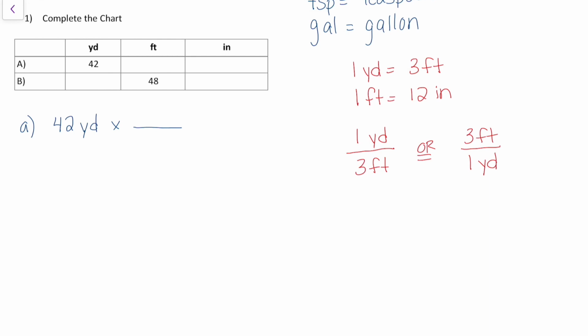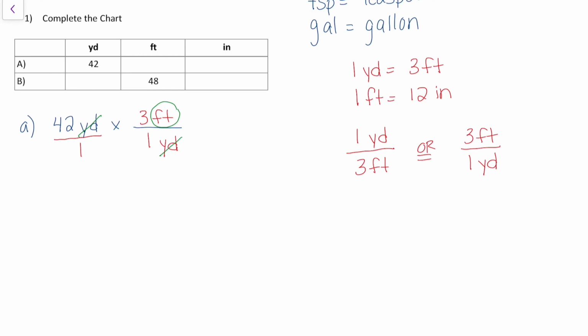And what I mean by that is we want 1 on the top and 1 on the bottom. So we can think of this 42 yards as almost like a 42 over 1. And so the yard is on the top. So I'm going to choose the conversion that has the yard on the bottom so that those conversions cancel out. And so I'm going to choose 3 feet over 1 yard. And that allows the yards to cancel, and I'm left with the unit feet, which is what I'm trying to convert to.